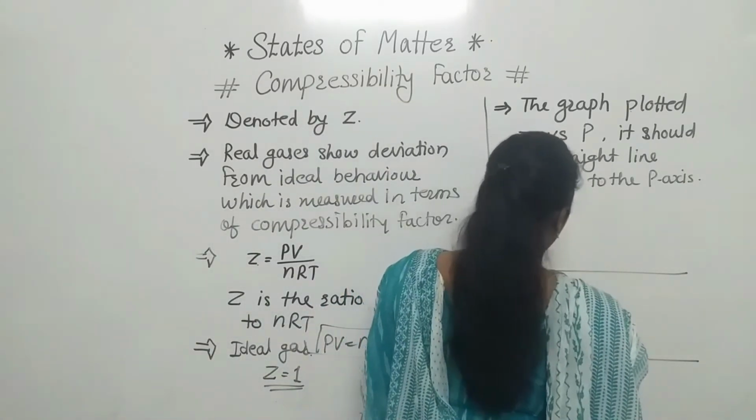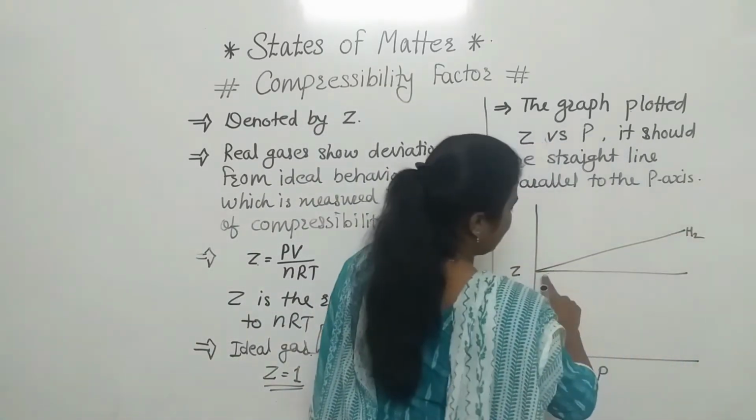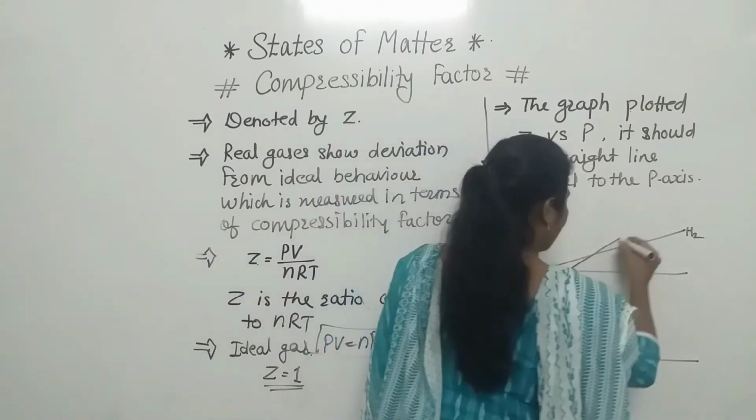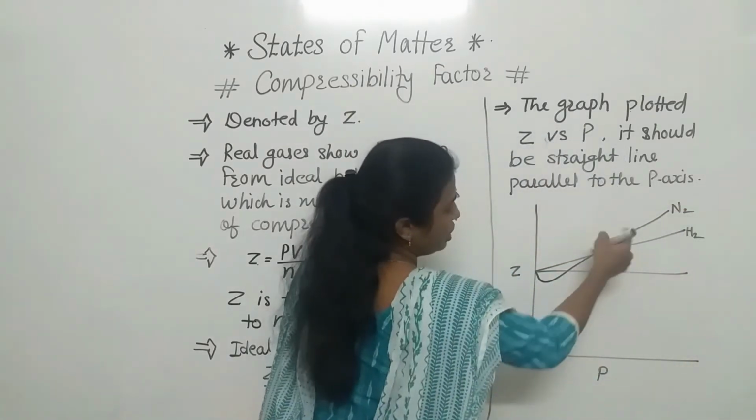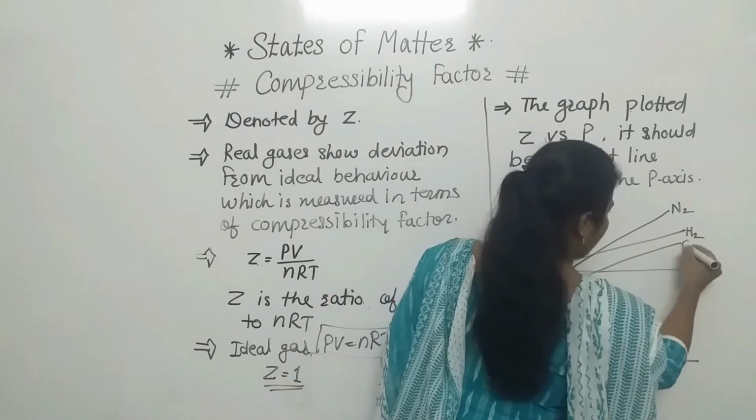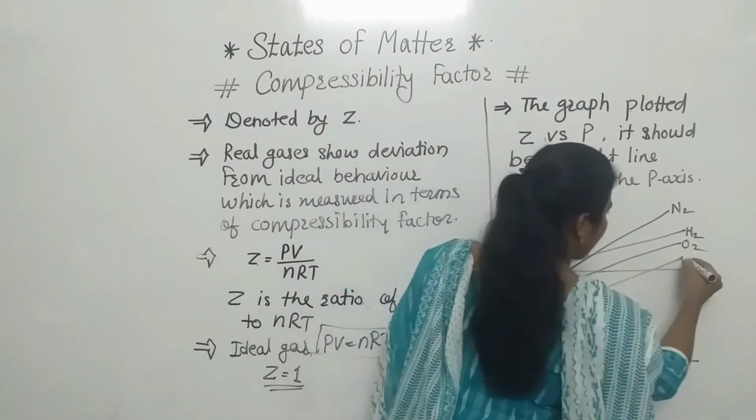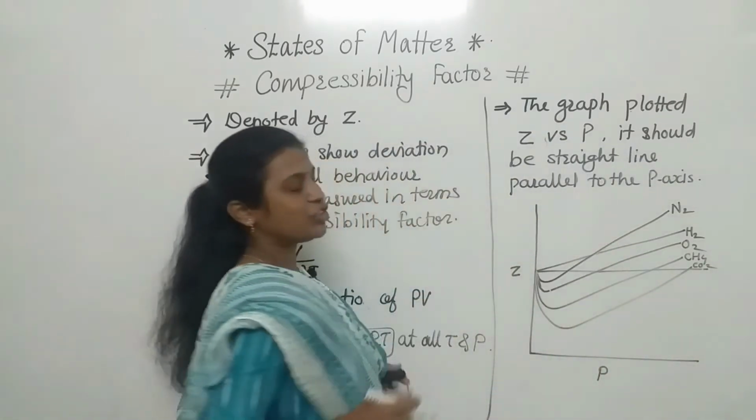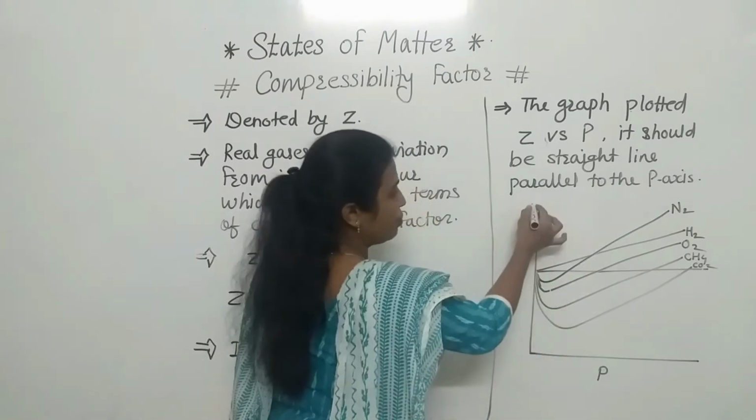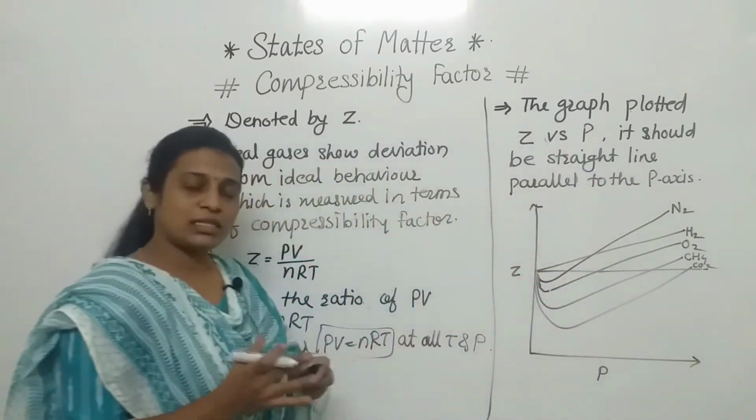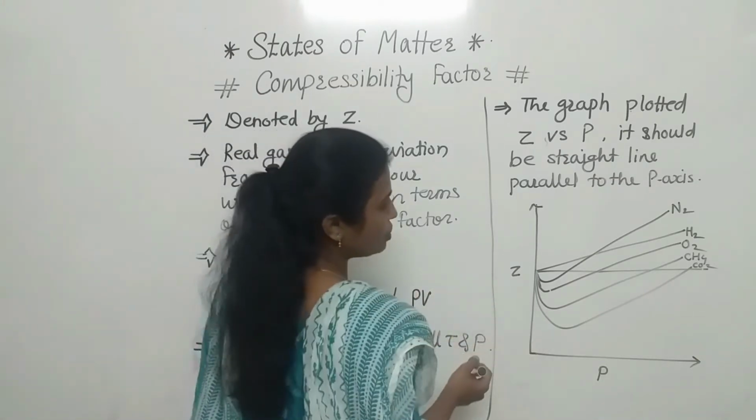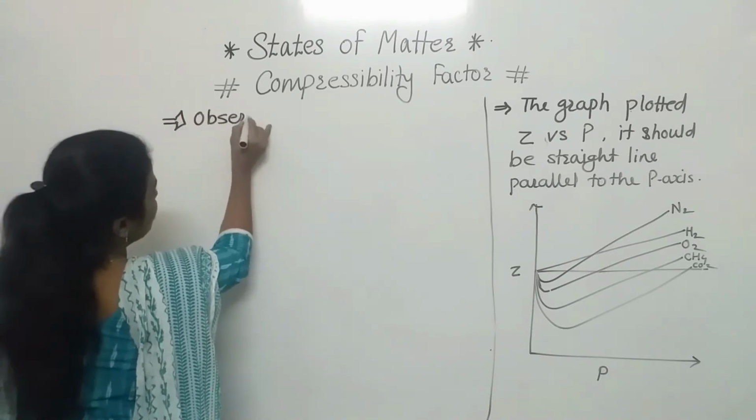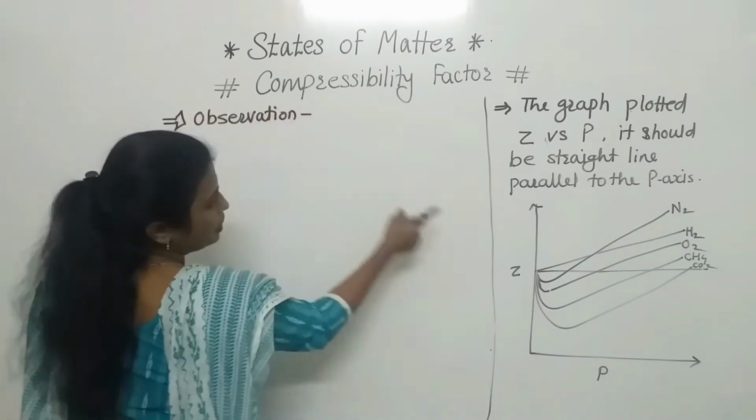But if we consider some gases like hydrogen, it shows a line like that, it is straight but not parallel. For nitrogen it shows deviation like that. For oxygen it shows a line like that. For CH4 and CO2 they show the deviation like that. So from that graphical representation we can discuss some observations also. What will be the observations?